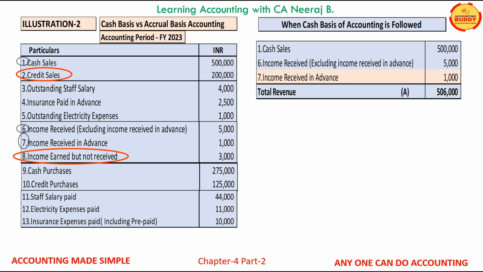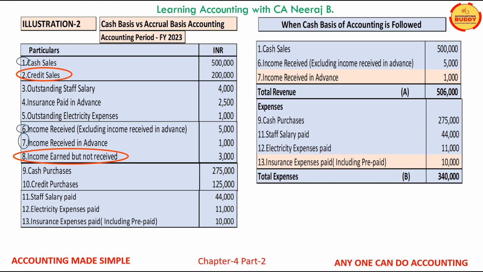Total business expenses of 340,000 will be considered, which comprises of serial number 9 cash purchases of 275,000, serial number 11 staff salary of 44,000, serial number 12 electricity expenses 11,000 and serial number 13 insurance expenses of 10,000 including prepaid insurance of 2,500.